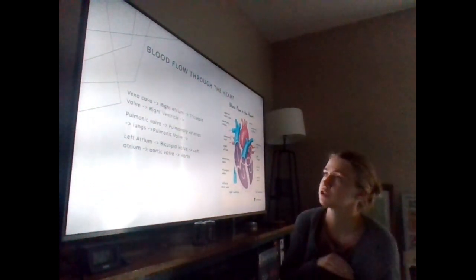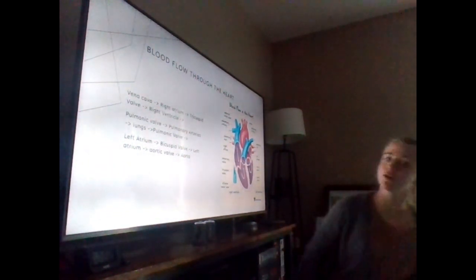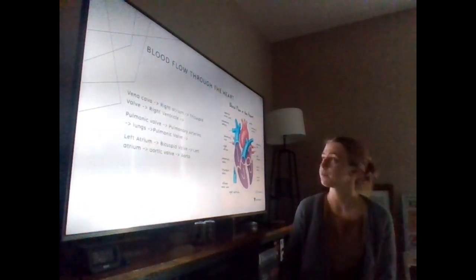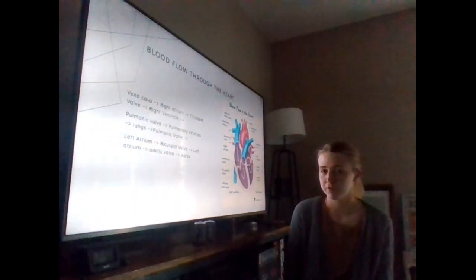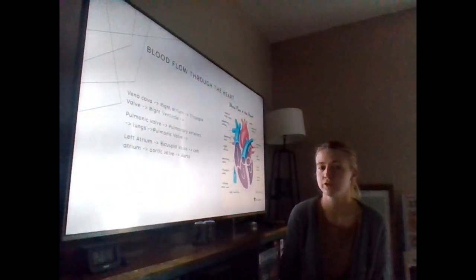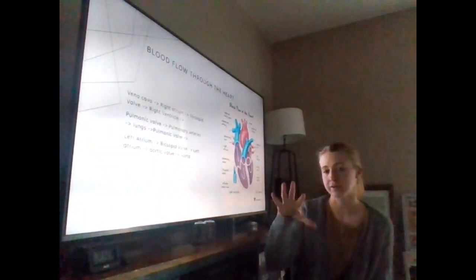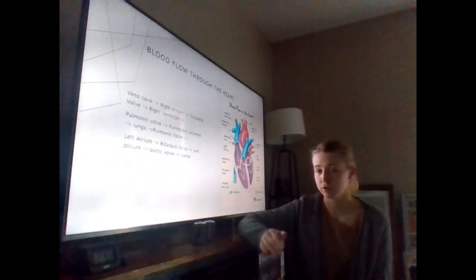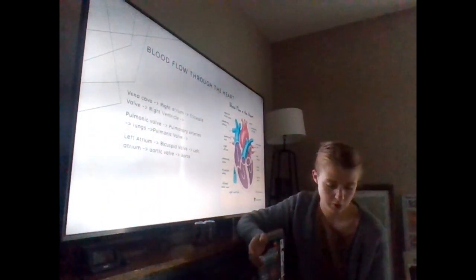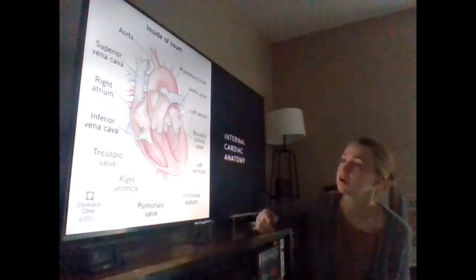We've already gone over this, but just to go over it in a little bit more detail, the blood flow through the heart. Important to note that with this blood flow through the heart, your systole, which is when your heart is pumping, and your diastole, when your heart is at rest, what your valves are doing. Scroll back to the valves.